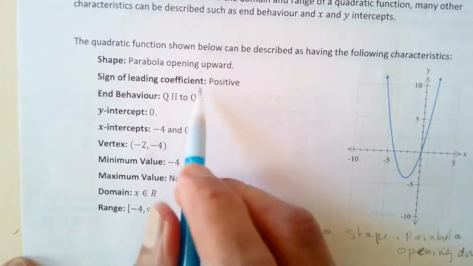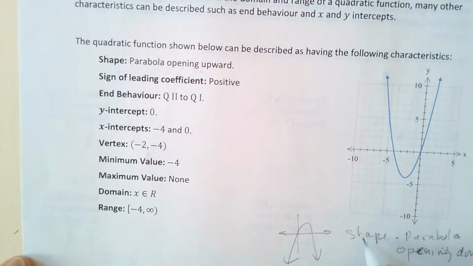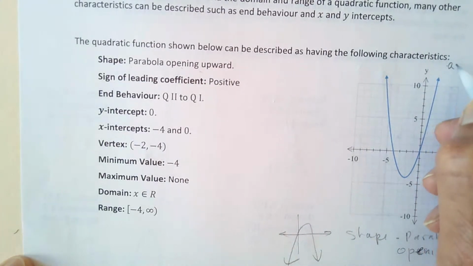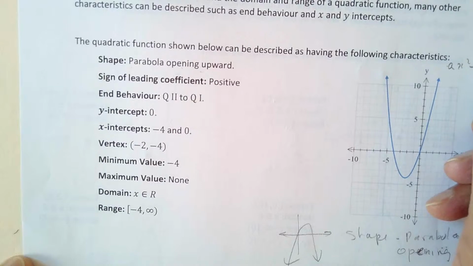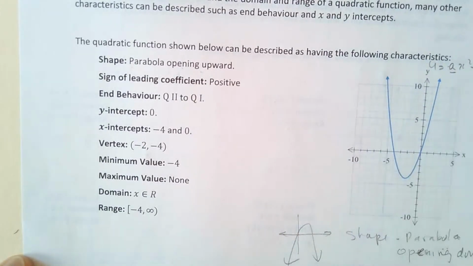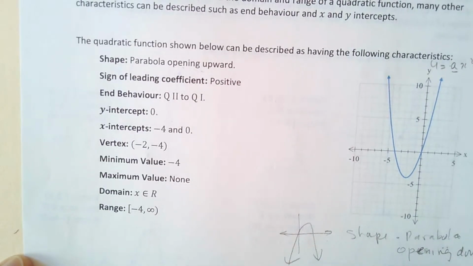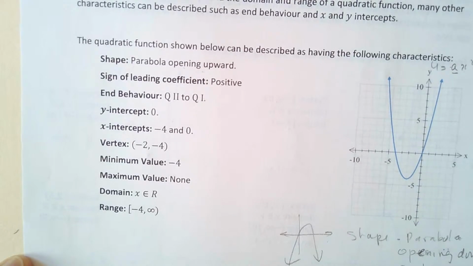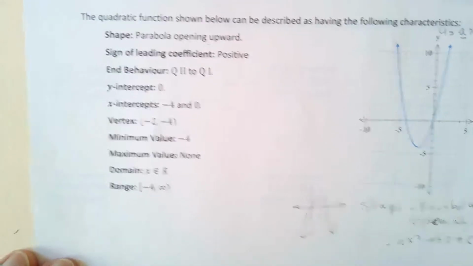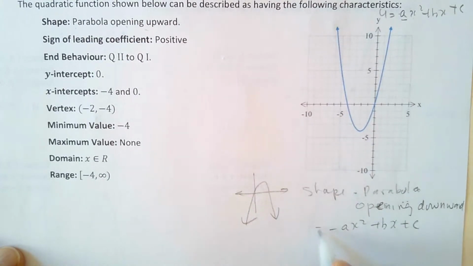And the end behavior now, okay, this is going up. Now the leading coefficient is positive. This is going to be ax squared plus bx plus c. So the leading coefficient, the number in front of the x squared, is positive. In this case here, this is negative x squared plus bx plus c. The leading coefficient here is negative.